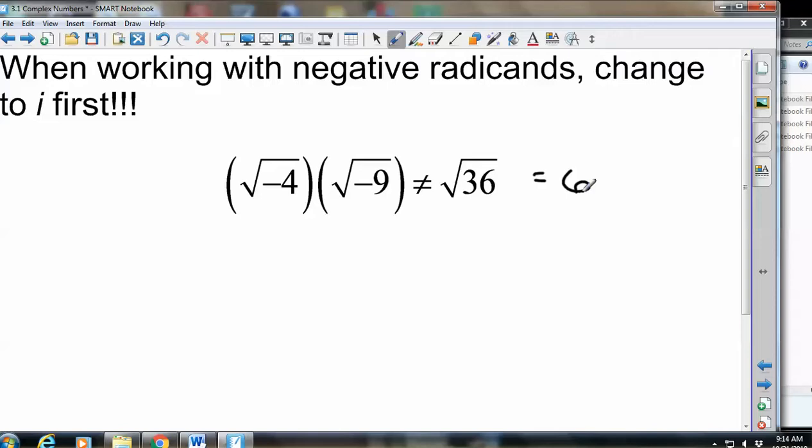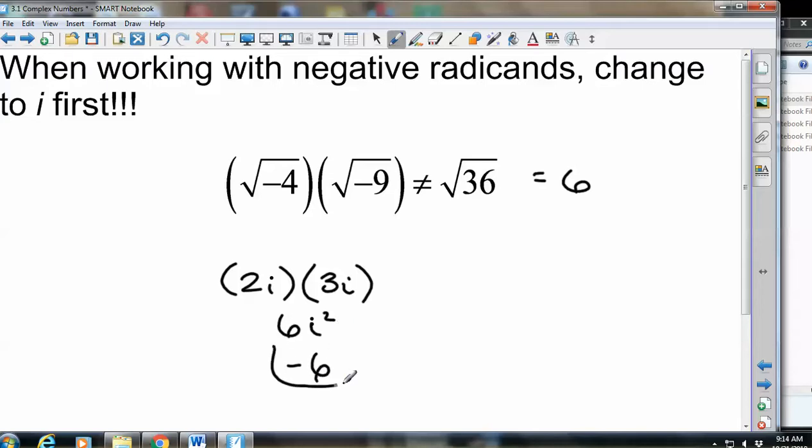If I first reduce this, what's the square root of negative 4? 2i. What's the square root of negative 9? 3i. When you multiply, 2 times 3 is 6, but what's i times i? i squared. But i squared equals negative 1, so you get negative 6. That's the actual correct answer. If you are not pulling out your i's beforehand, you can get the wrong sign on your final answer. So if you have a negative under your radical, pull it out first, then go ahead and do your multiplication as normal.